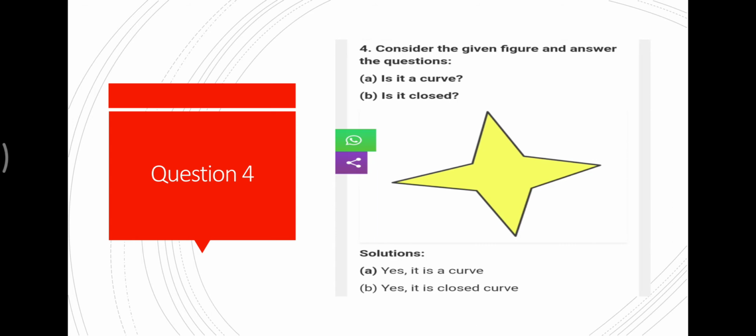Now question number 4. Observe the following figure and answer: is it a curve, and is it closed? The definition of a curve is that any lines, straight or non-straight, that you use to draw a figure on paper make a curve. So here, yes, it is a curve as the lines are drawn to form this figure, and it is closed also. As you can see, the beginning and the ending point of this figure are the same, so it is closed.